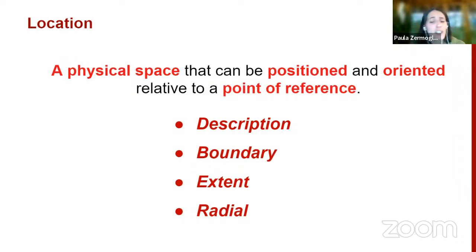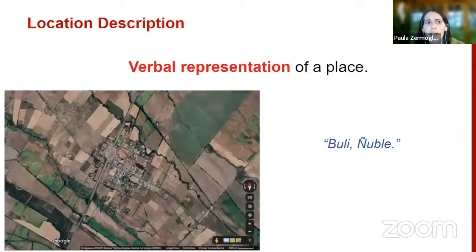That location will have a description, a textual description, a boundary, a limit, an extent, an area, and a radial. We're going to see each of these concepts in the next slides. So let's start with the location description. Here in this map, we have a little town in Chile, in the Ñuble province. This town is called Buli. So we can represent this town with a verbal representation, which is the location description, written here, Buli, Ñuble. That's a verbal representation of this town.